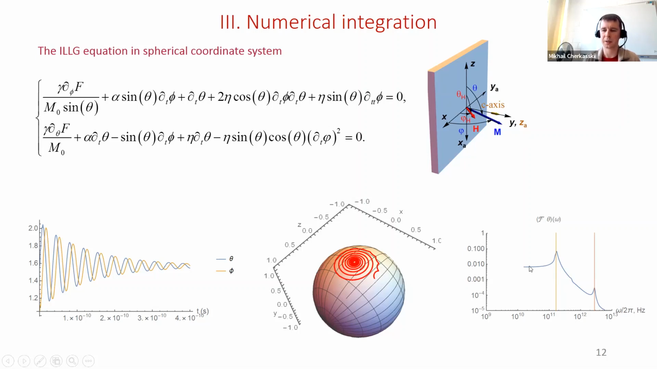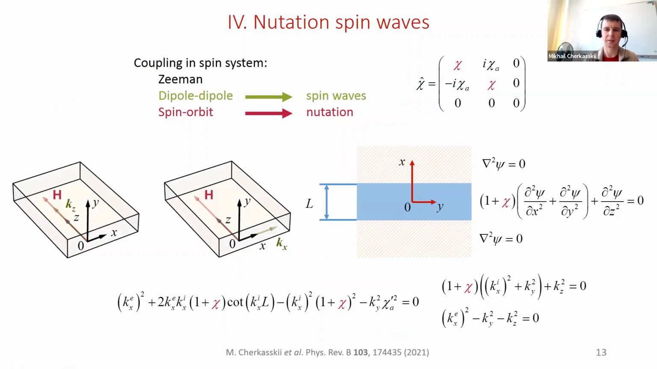And here we calculated the Fourier spectrum, which demonstrates two peaks at gigahertz and terahertz frequencies. And here one can see that the theory, which is plotted with solid lines, is in agreement with numerical calculations. So, finally, let's discuss nutation spin waves.